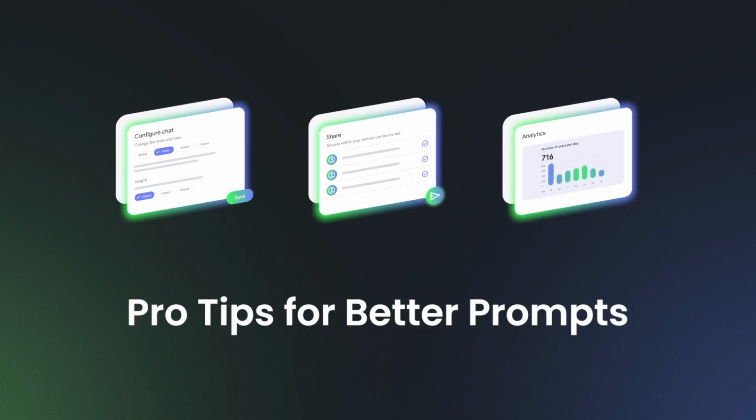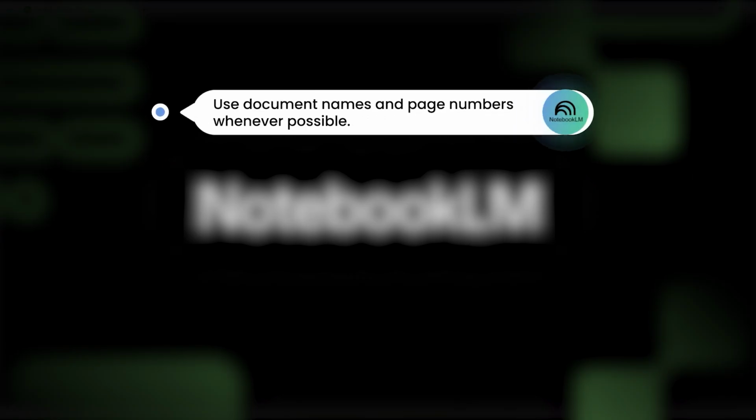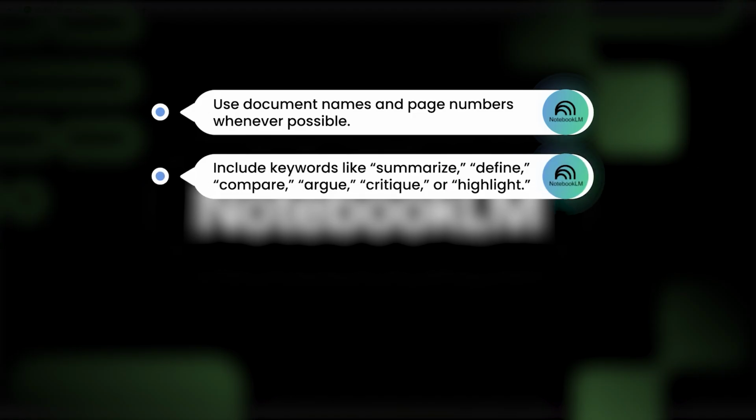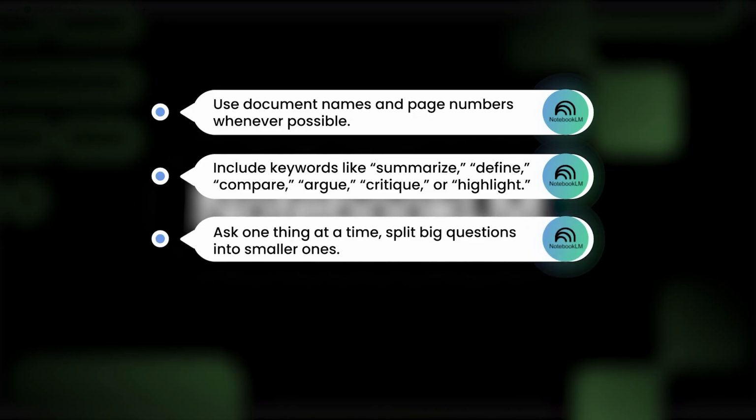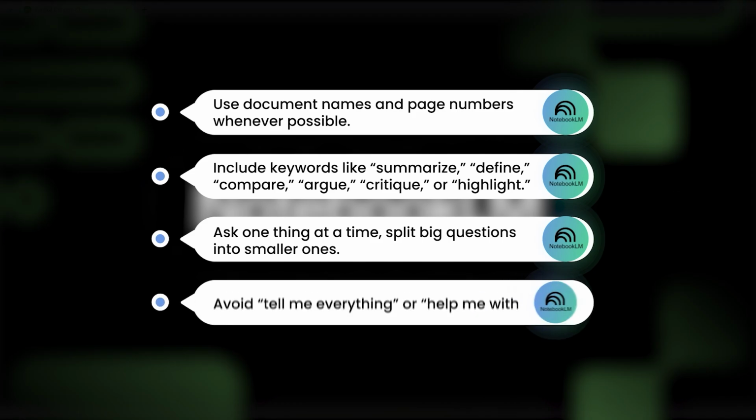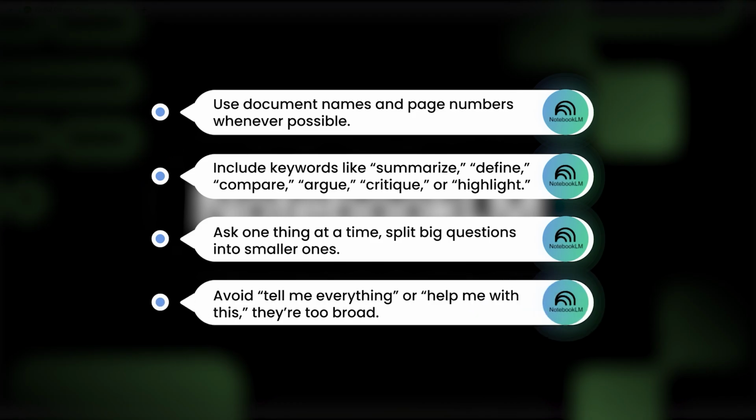Pro tips for better prompts. Use document names and page numbers whenever possible. Include keywords like summarize, define, compare, argue, critique, or highlight. Ask one thing at a time. Split big questions into smaller ones. Avoid "tell me everything" or "help me with this."